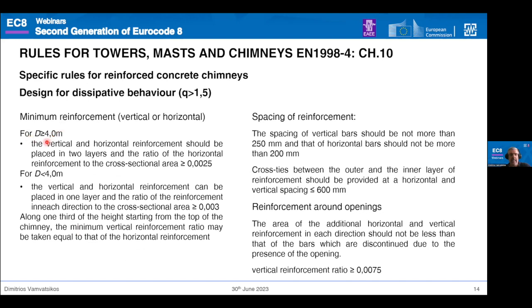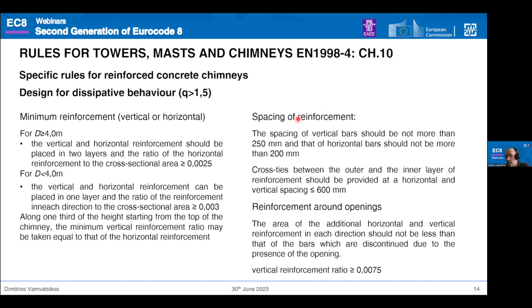Now, again, for reinforced concrete chimneys, dissipative behavior, some minimum reinforcement issues. If you're looking at large diameter values, meaning D greater than 4 meters, vertical and horizontal reinforcement should be placed in 2 layers, okay, one internal, one external, and there is a minimum ratio for the horizontal reinforcement in the cross-sectional area. If you're talking about lower diameter chimneys or part of a chimney, if you will, you can place vertical and horizontal reinforcement in 1 layer. You don't need to have external, internal, just 1 layer, if you will. And again, you have a more stringent requirement on the reinforcement in each direction in the section.